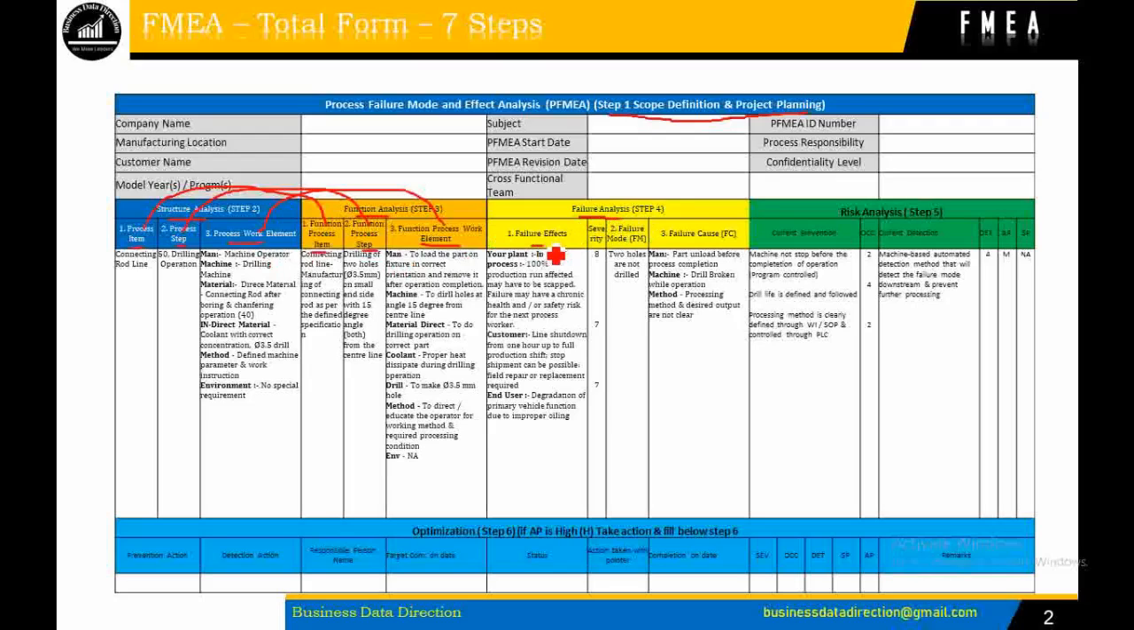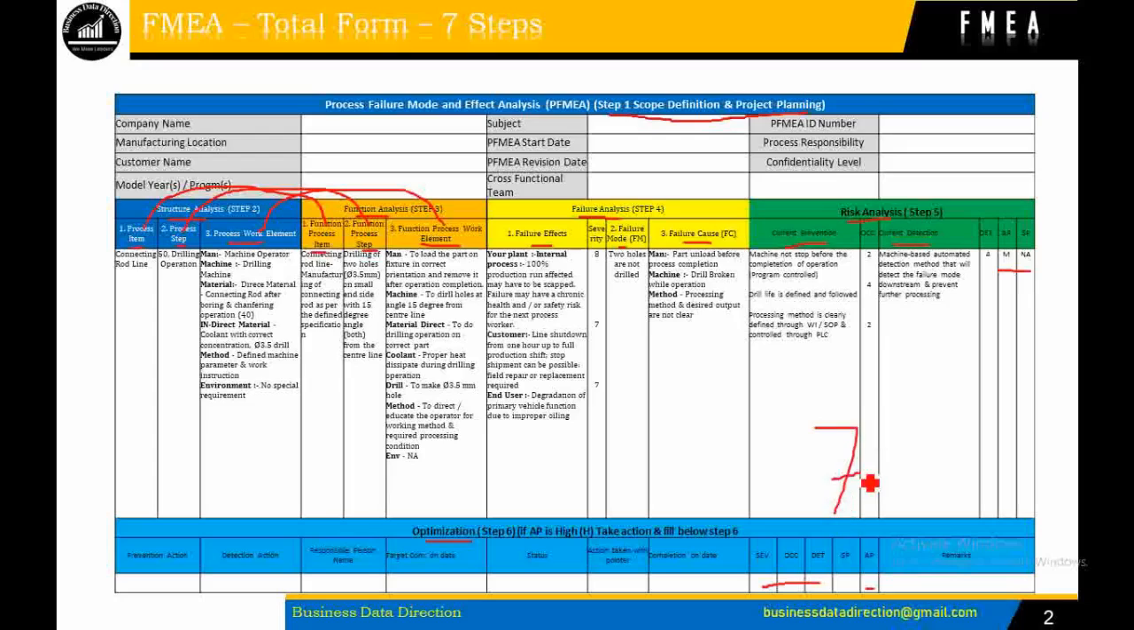Then the fourth step is failure analysis. In this, failure effect, failure mode and failure causes. Step 5 is risk analysis. Here prevention, detection and action priority are given. The sixth step is optimization, where we have to write actions, responsibility, target dates and status of this action. Then revised severity, occurrence, detection rating and revised AP, action priority.